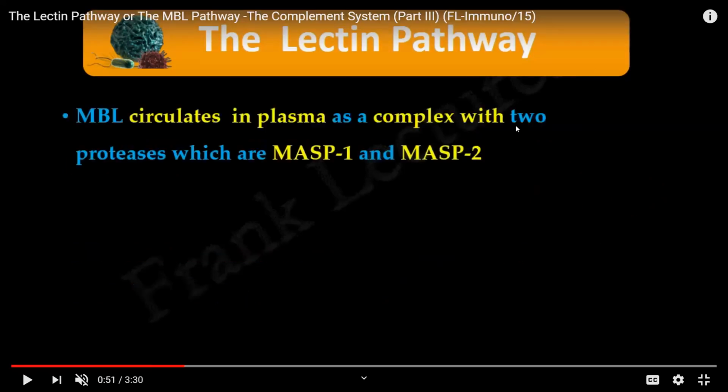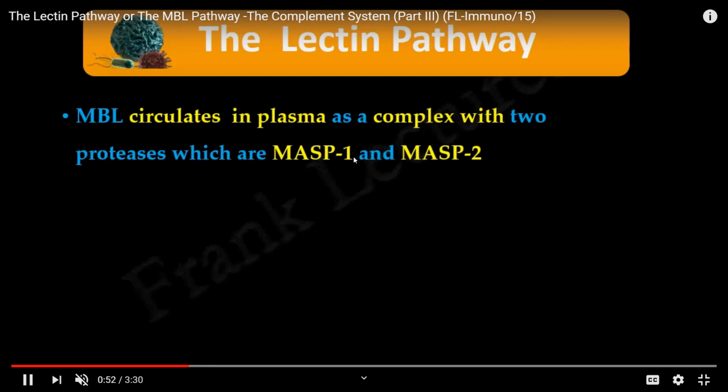Then, this MBL, mannose binding lectin, where does it circulate? It circulates in plasma. How? As a complex with two proteases. Two kinds of proteases are there. One protease is known as MASP1. Another protease is known as MASP2. So in the presence of these two proteases, MBL circulates in plasma.